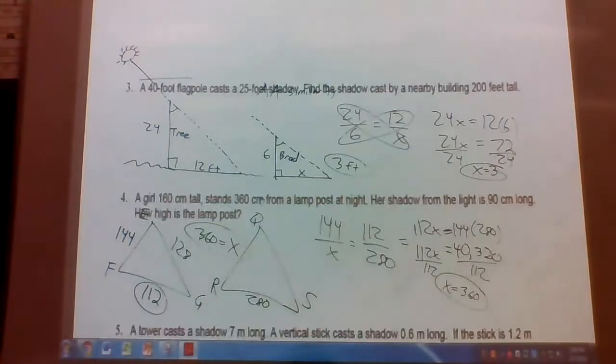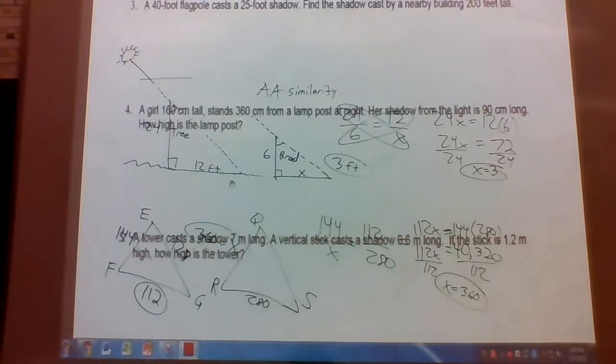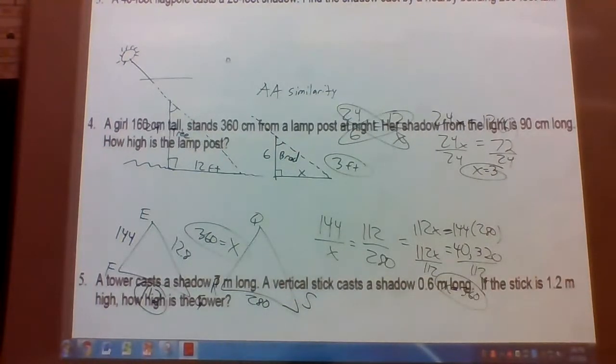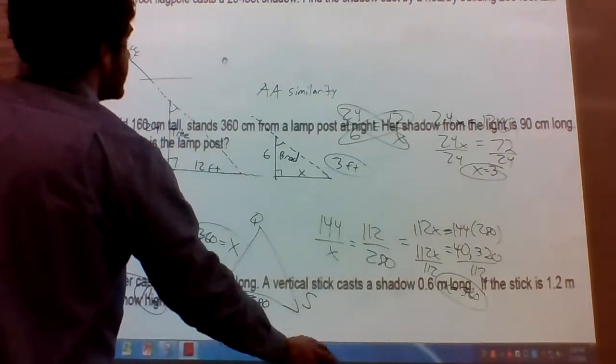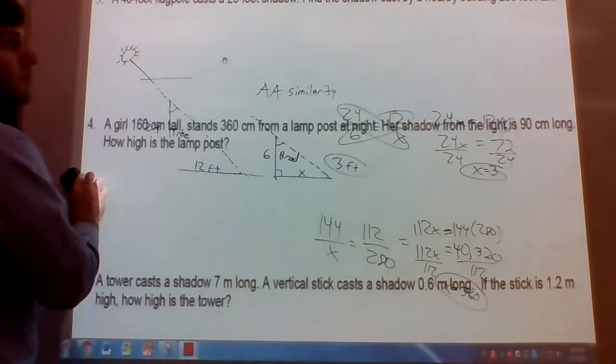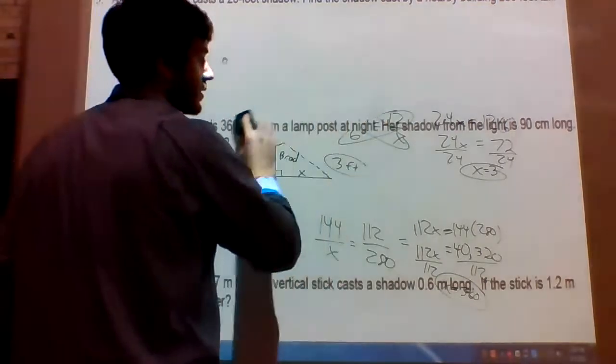Number 3. We can zoom in a little bit to get us a little bit more room here. A 40-foot flagpole casts a 25-foot shadow. Find the shadow cast by a nearby building 200 feet tall.